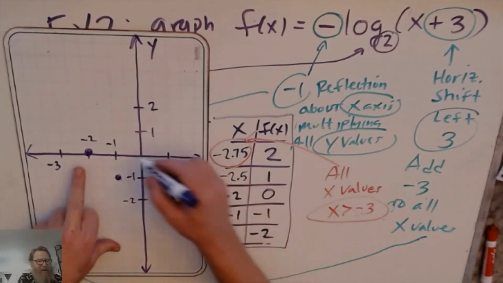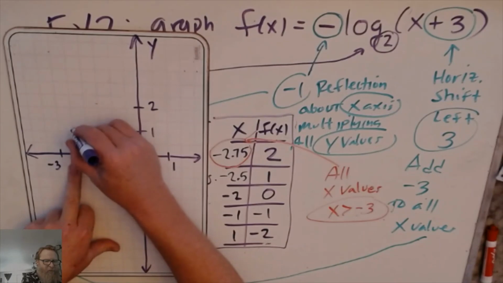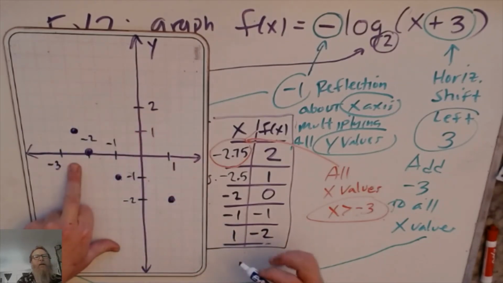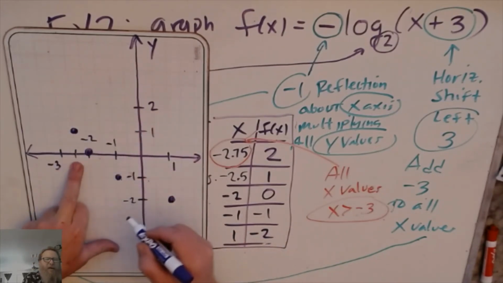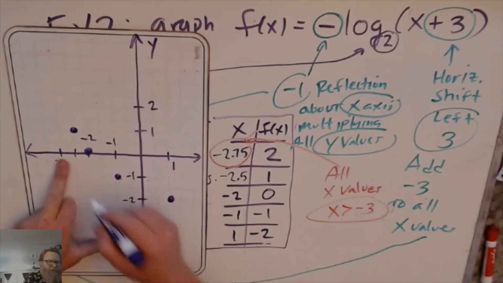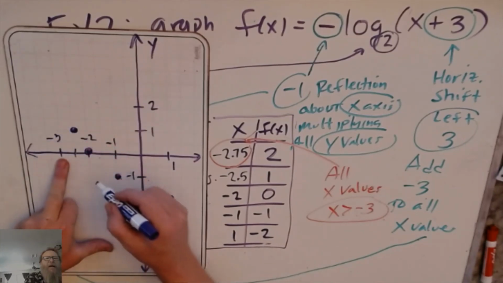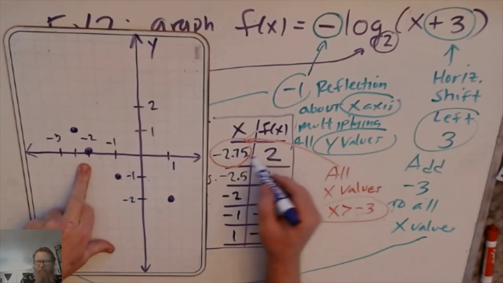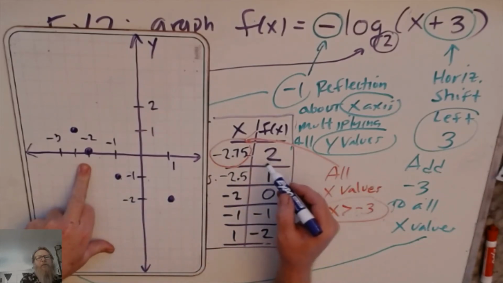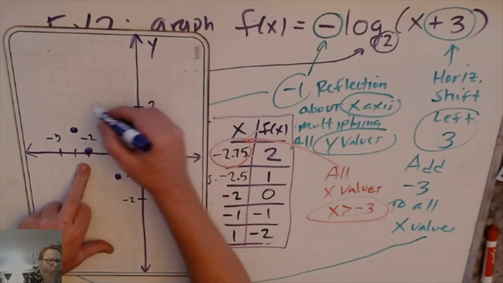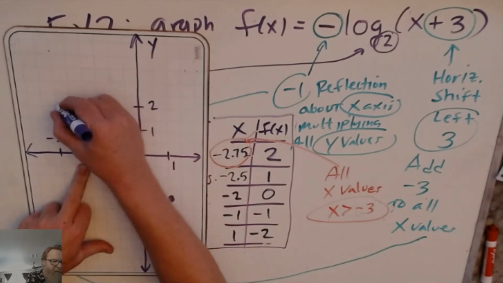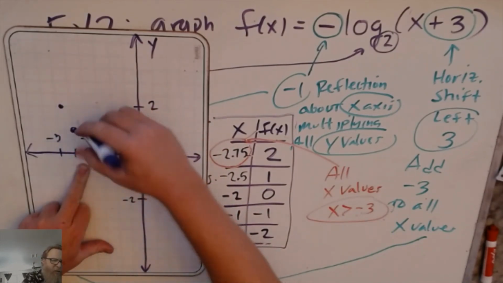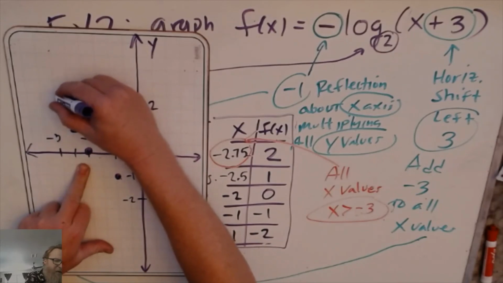Negative 2.5 and 1. That's right about there. There's negative 3. There's negative 2.5. There's negative 2. Okay, and I'll probably skip that one on computer, but I'll go ahead and do it on paper. The y value is 2, and the x value is getting very close to negative 3.